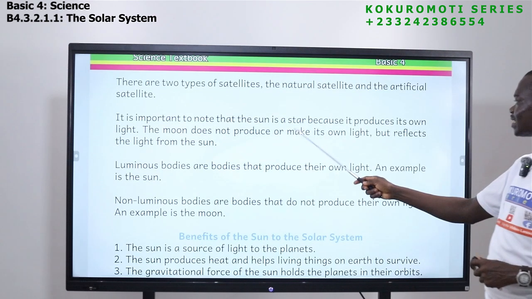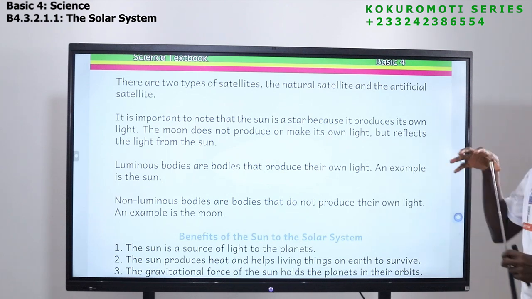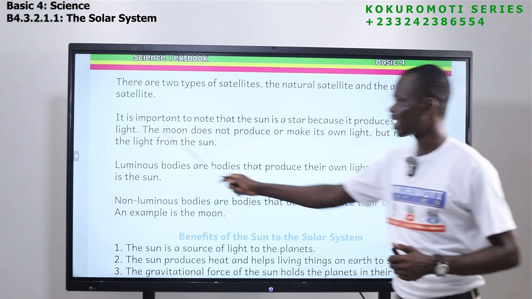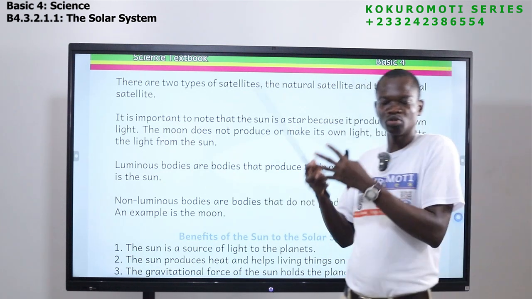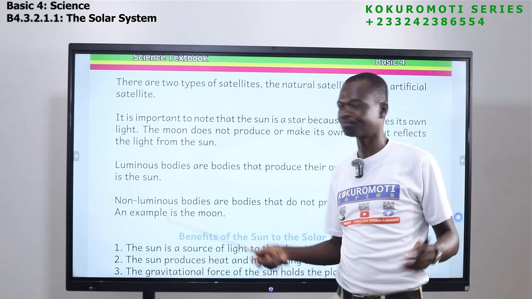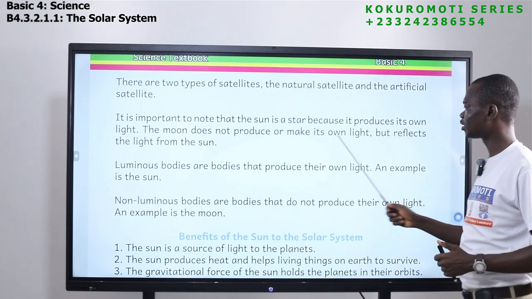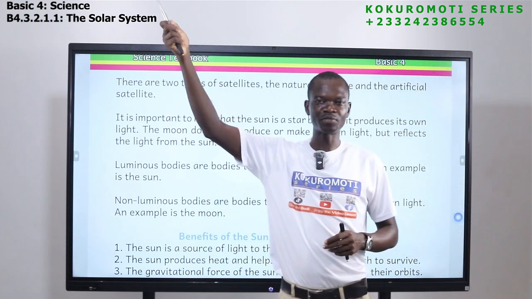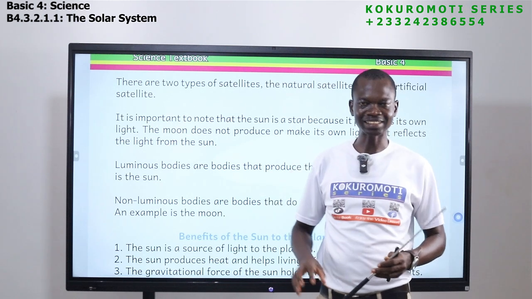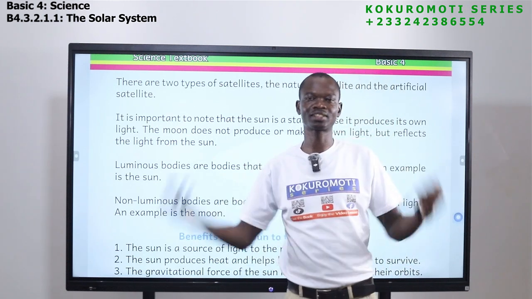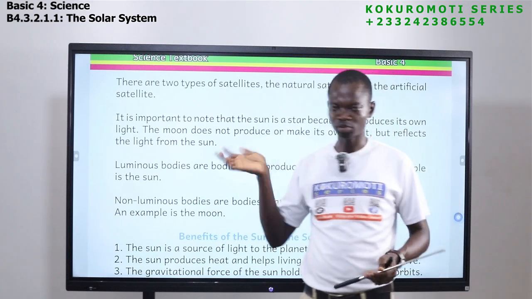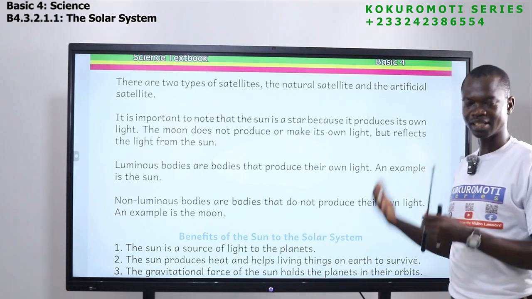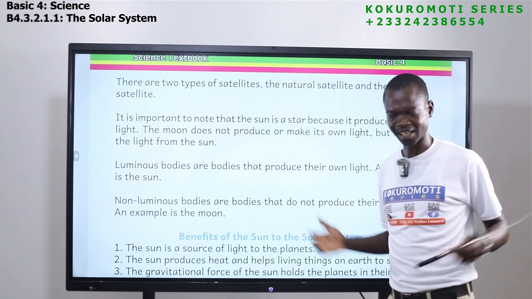It is important to note that the sun is a star. Listen, the sun is a star. Why is it a star? Because it produces its own light. Any heavenly body that produces its own light is a star. The moon does not produce or make its own light, but reflects the light from the sun. So in the night, the light that we see from the moon, it is not the moon that has produced its own light. It reflects the light from the sun. The moon doesn't produce its own light, so the moon is not a star. But because the sun produces its own heat and light, it is considered a star.